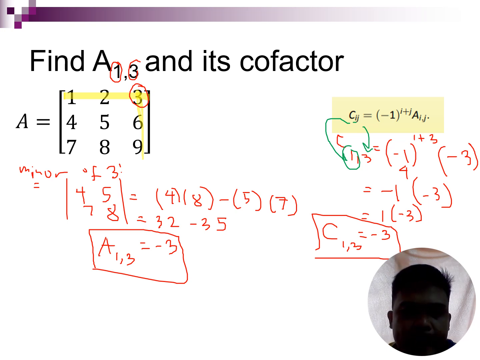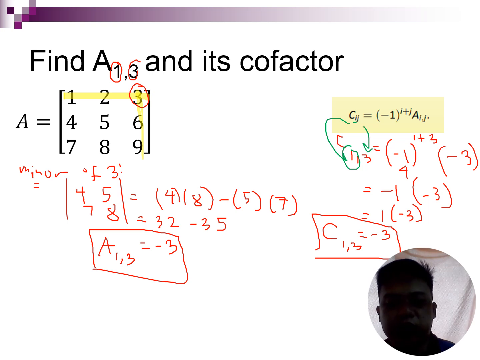So remember, for finding the minor, we need to name it according to the name of its matrix. But the cofactor is C. It's directly C. And the subscripts there are the i and the j, which is the one that we are trying to look out for.